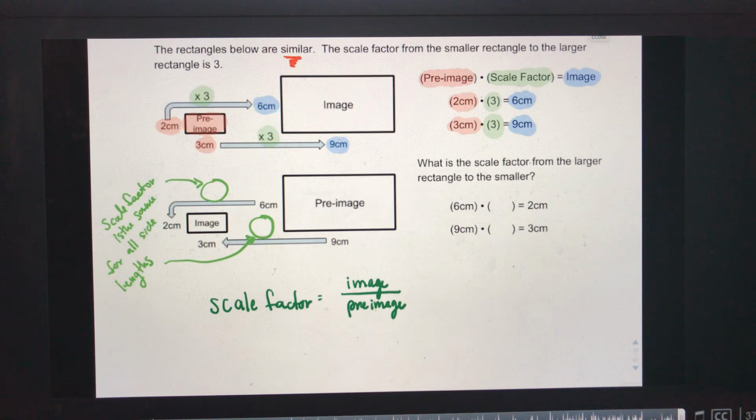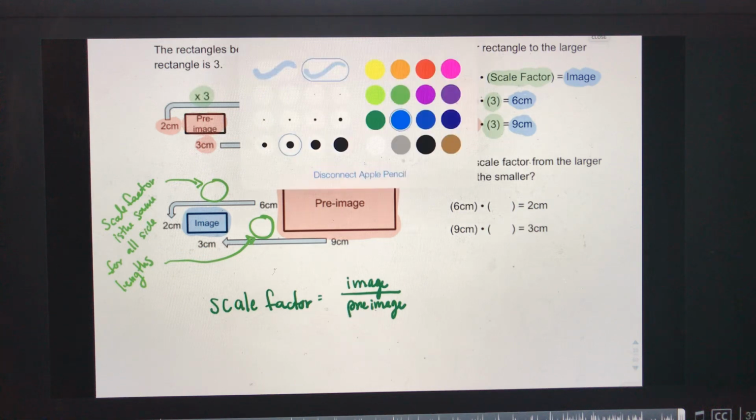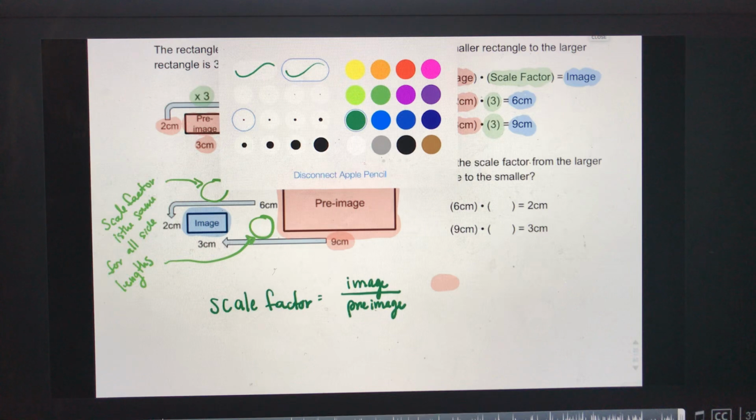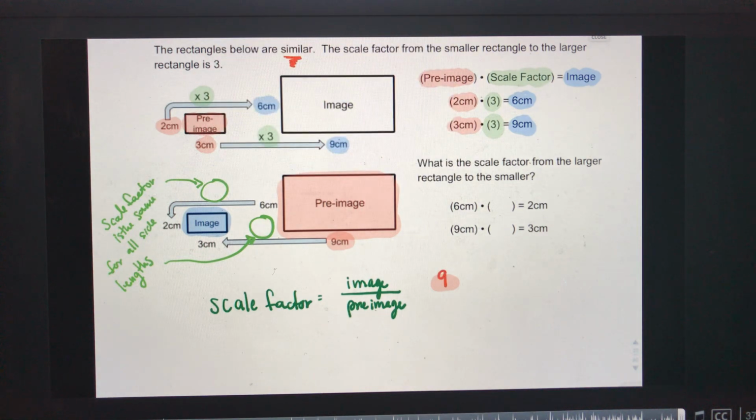Here is my pre-image, and it's now gone to the big shape. And here is our small image. Now, items can shrink and get smaller. That's fine, but what you'll notice is your scale factor will be smaller. It's not going to be like a 2 or a 1. It's got to be less than 1. So I'm going to find my image number. My image value here is 9, so I'm going to put that here.